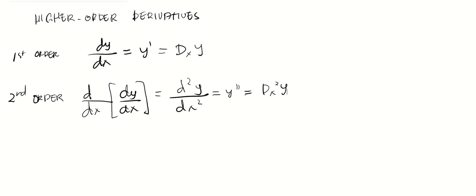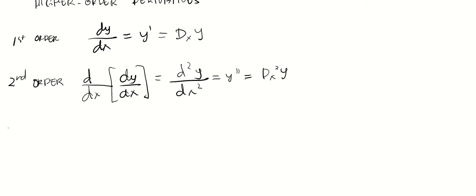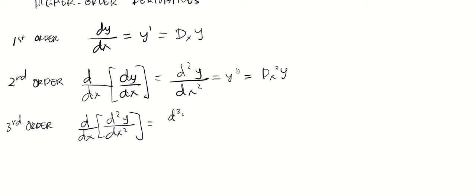If we want to go further for the higher order, if we want the third order derivative, then we just take again the derivative with respect to x of the second order. And the result will be the third order, or d cubed y dx cubed. It's the third order derivative of y with respect to x. In prime notation, this is y triple prime. In D notation, this is Dx cubed y, third order derivative.